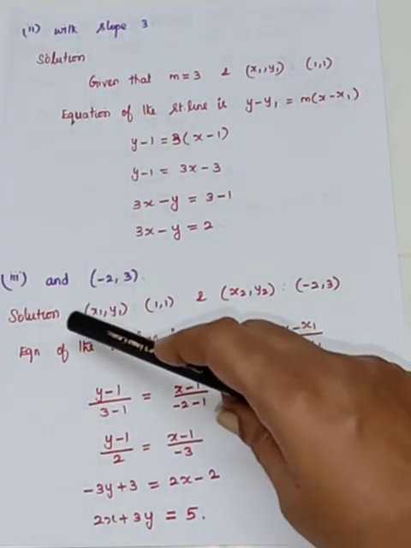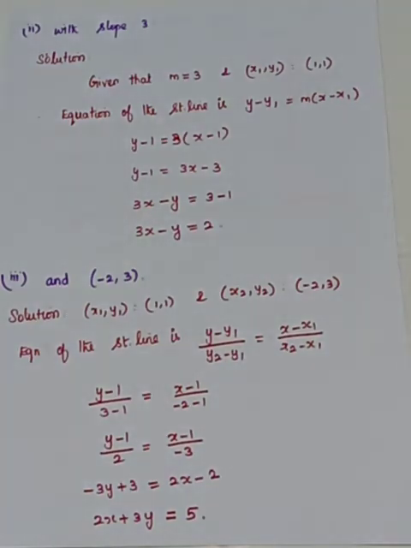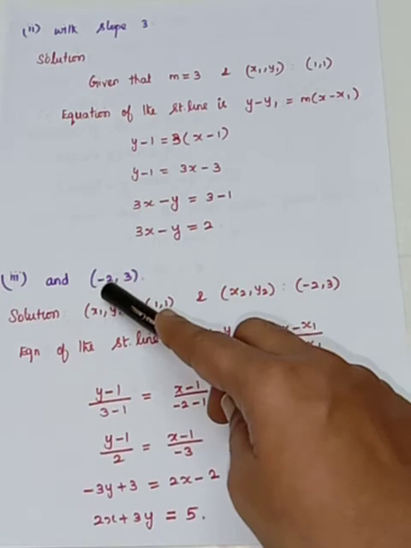And the third subdivision: one more point is given. Already one passing point 1 comma 1 is there, and it also passes through another point, minus 2 comma 3.